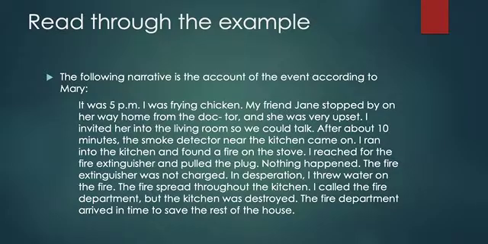I reached for the fire extinguisher and pulled the plug. Nothing happened. The fire extinguisher was not charged. In desperation, I threw water on the fire. The fire spread throughout the kitchen. I called the fire department, but the kitchen was destroyed. The fire department arrived in time to save the rest of the house.